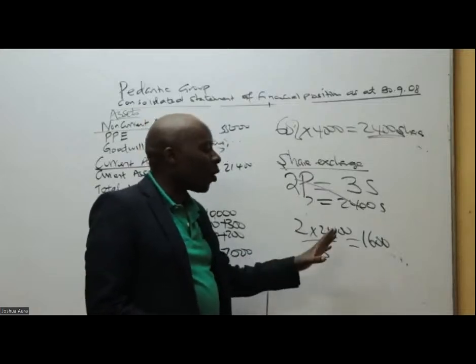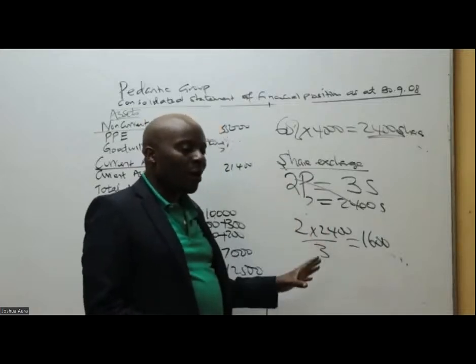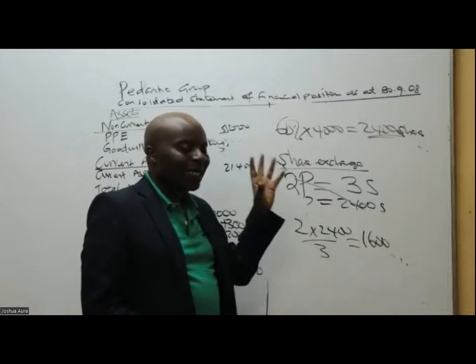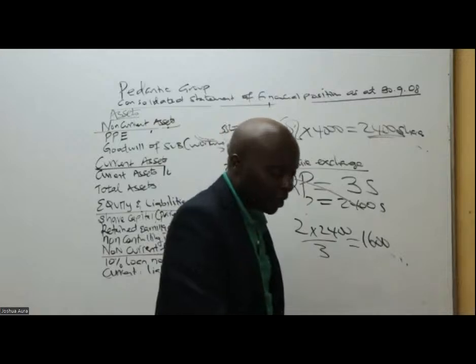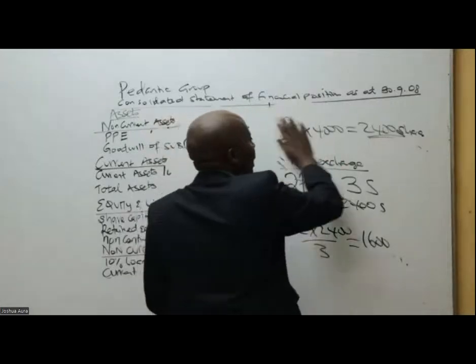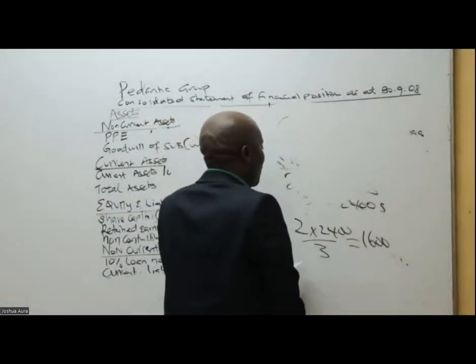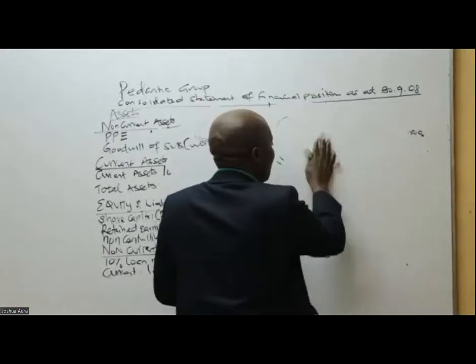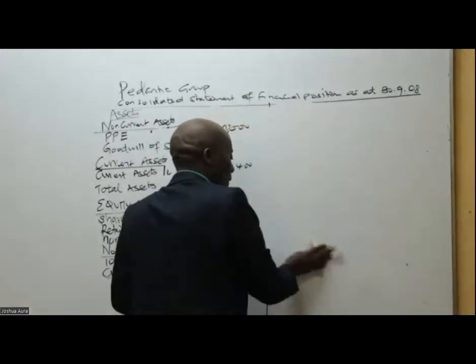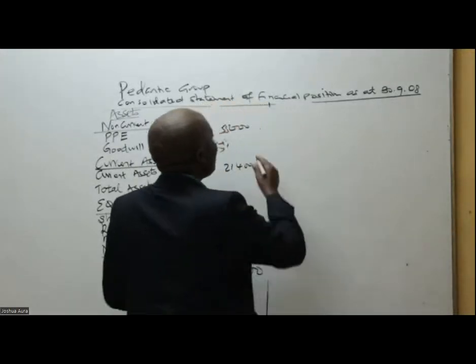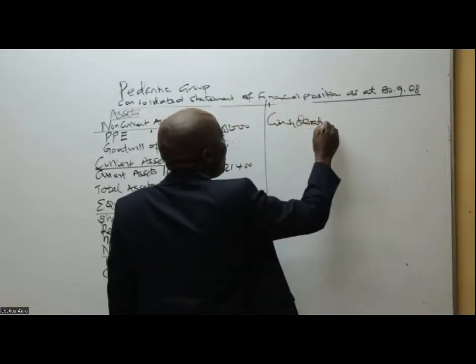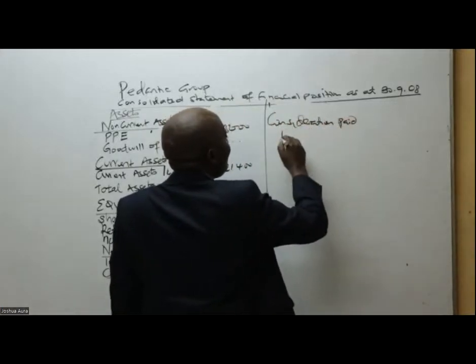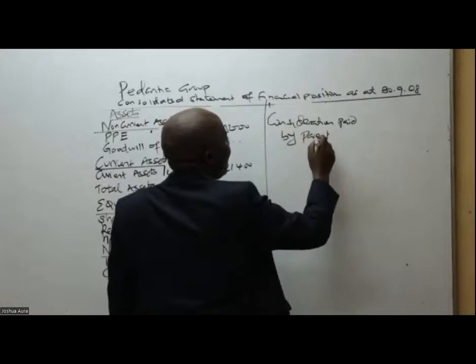So this is their consideration. The consideration of the parent was 1,600 shares for a 60% stake. Now listen. Now we are calculating goodwill, where we are looking at the consideration that was paid by the parent company.